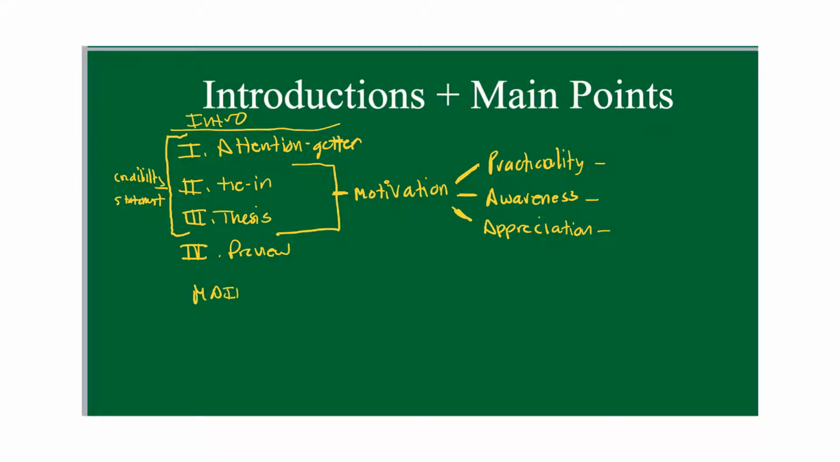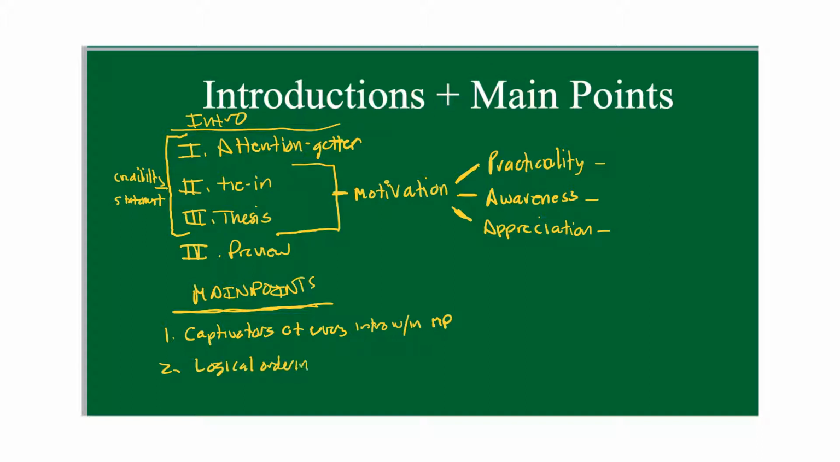Then you have your main points. I'm not going to go through each single main point here because that's already done in the speech writing lecture. But my tips for main points are that you've got to have captivators. Remember, captivators at every intro within main points. If you don't know what a captivator is, go back to that lecture. And of course, you've got to use logical ordering. You've got to use one of the orders from the main points lecture to make sure that everything flows. So we're looking for captivators and, of course, transition statements.